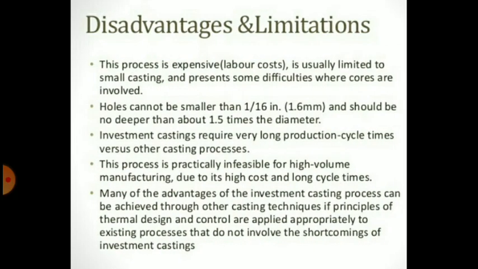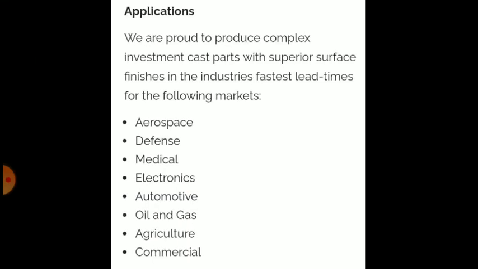Then the disadvantages or limitations: it is unsuitable for castings of more than 5 kg weight. It is an expensive process. The process is relatively slow. The use of cores makes the process more difficult. So these are some disadvantages and limitations, and these are some applications.